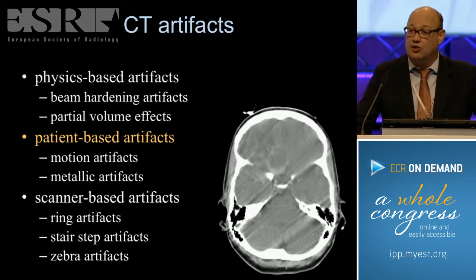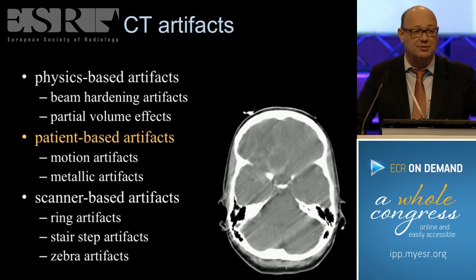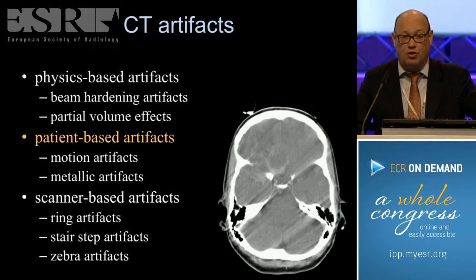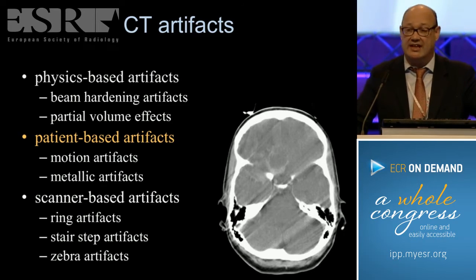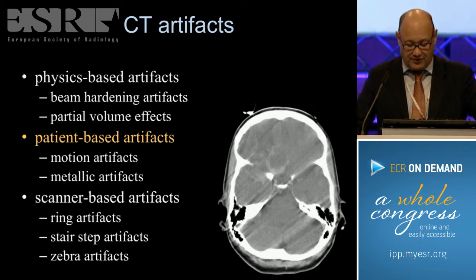Other artifacts that are patient-related have to deal with motion artifacts, sometimes also with metallic implants. Of course, in the brain, you don't have these metallic implants, but I just showed you the case of the patient with the coils. And you can imagine that if you have a patient that has a clip because of an aneurysm that had ruptured, it also will give rise to artifacts.